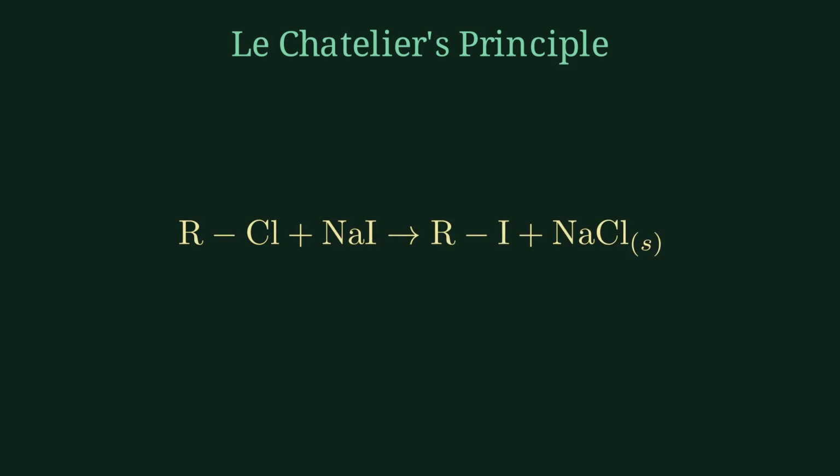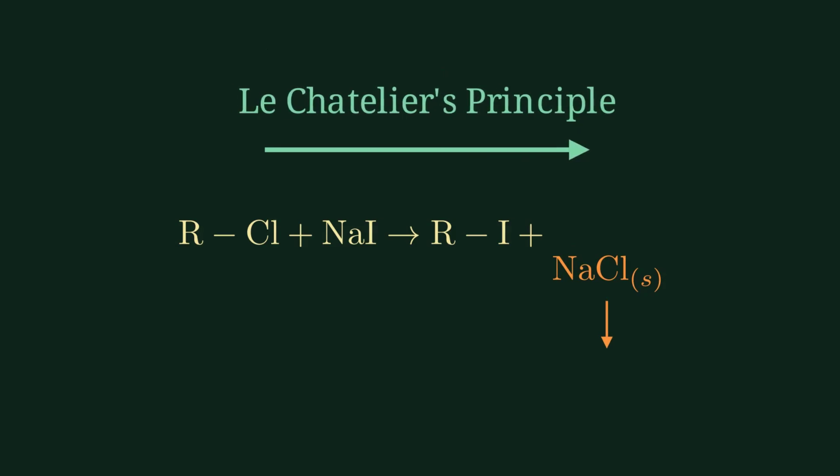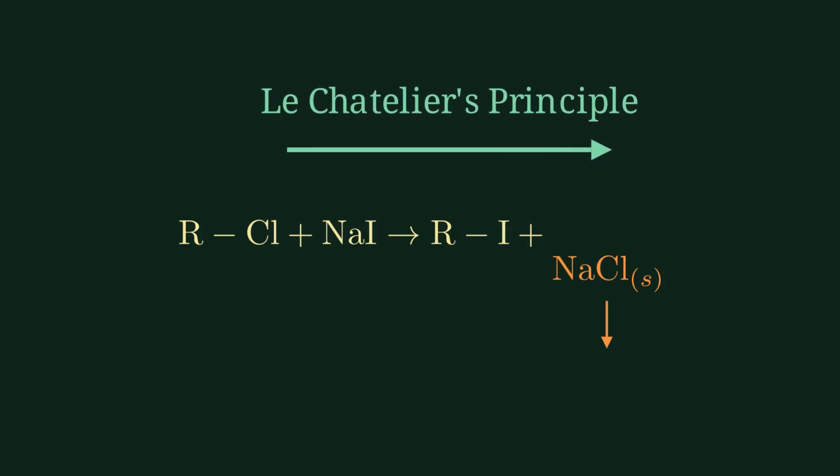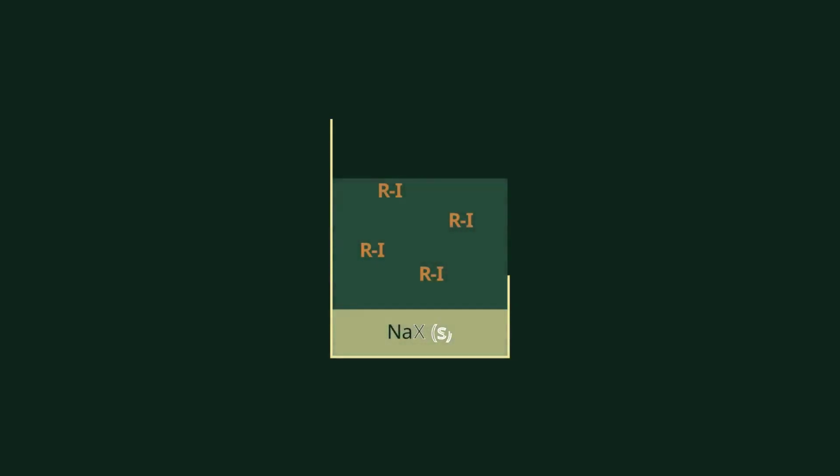According to Le Chatelier's principle, by constantly removing the product from the equation, we force the reaction to keep moving forward until every last chloride has been swapped for an iodide. So, the Finkelstein reaction is more than just a substitution. It's a masterclass in how chemists use the physical environment to cheat the laws of equilibrium.